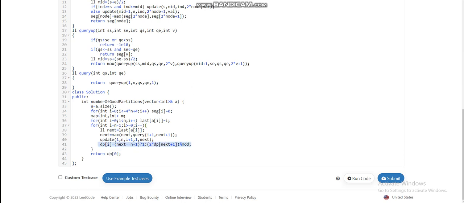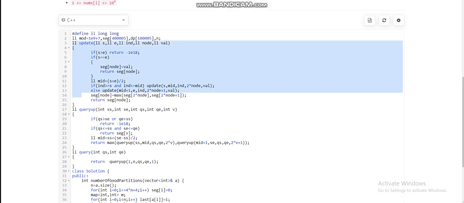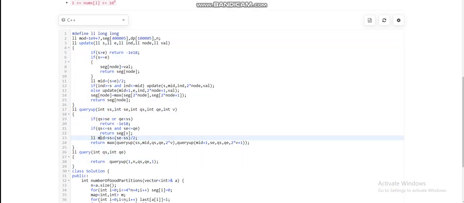The dp part, if you have any doubt in this dp part, I think there might be some doubts, you can write in the comment section. I will try to reply to each and every comment. The other parts, finding the next and the last, is quite straightforward using segment trees. You can go through how I have implemented the segment tree. If you have any doubt in this part also, you can write in the comment section.